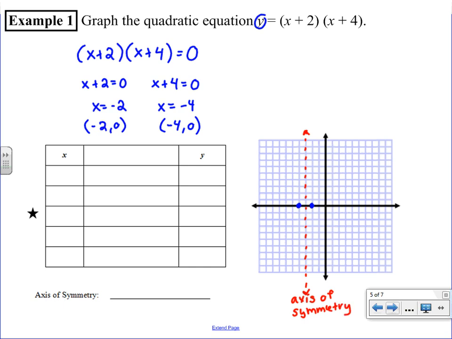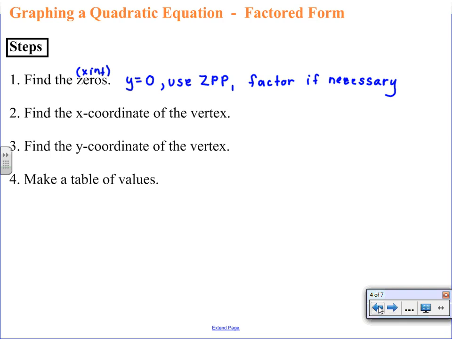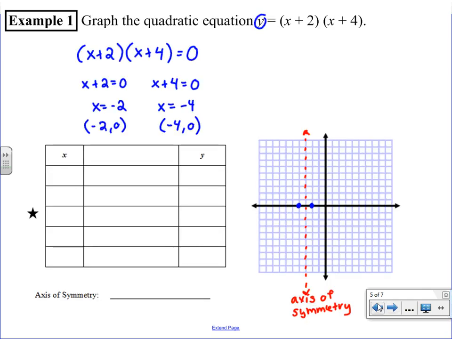All right, so back to our steps here. Step number 2 is to find the x-coordinate of the vertex. Now the x-coordinate of the vertex is also going to be part of our axis of symmetry. So we just found that. So if you glance at our graph, it looks like our axis of symmetry, if we write the equation, is x equals -3.